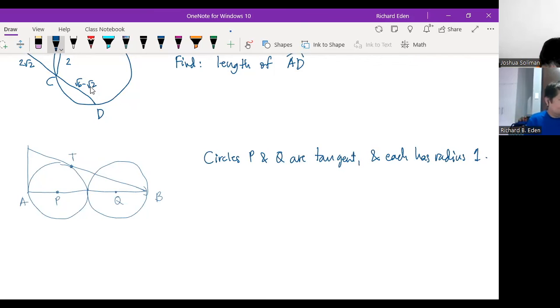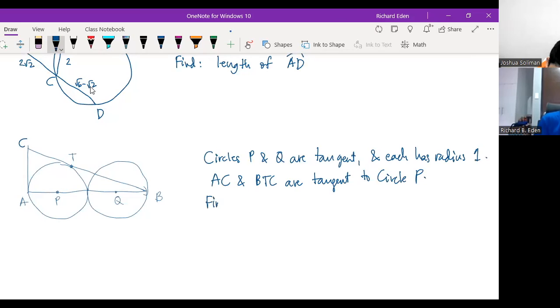Segment PQ extended meets circles at A and B, and AC and BTC are tangent to circle P. Find AC. So the only given length here is the radius. It's a common radius, so that means the two circles whose centers are P and Q are congruent circles. Then the question: find the length of AC.